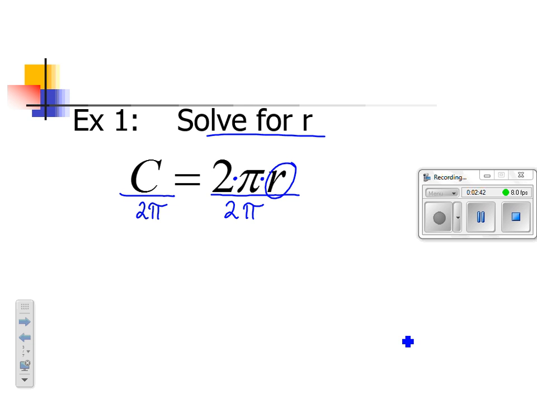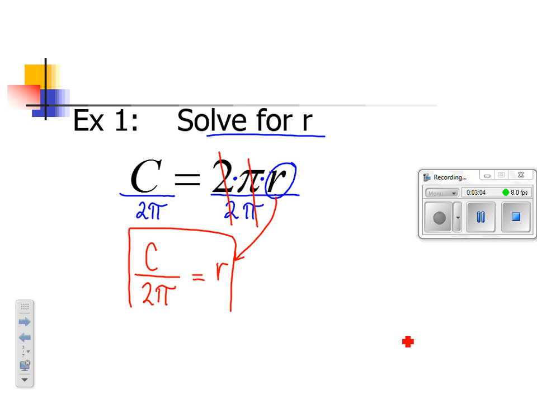When you take 2 pi divided by 2 pi, what happens? 2 divided by 2 is 1, pi divided by pi is 1. They cancel each other out. Now you have c over 2 pi equals r. And notice we did not move the r. We circled it and we solved for r. That is the solution.